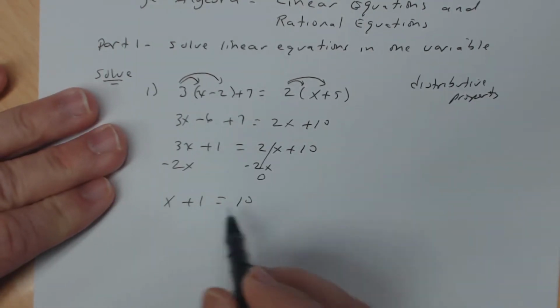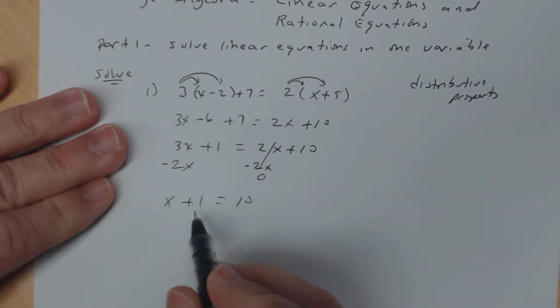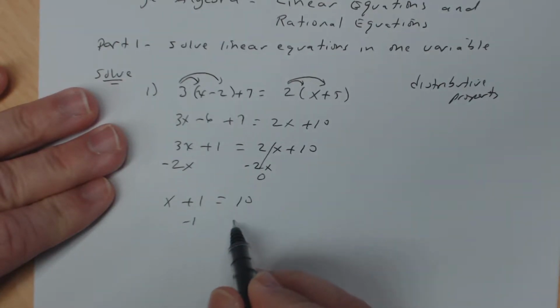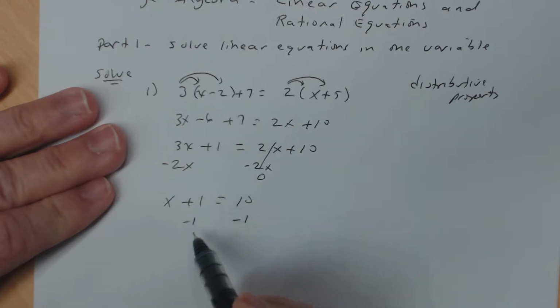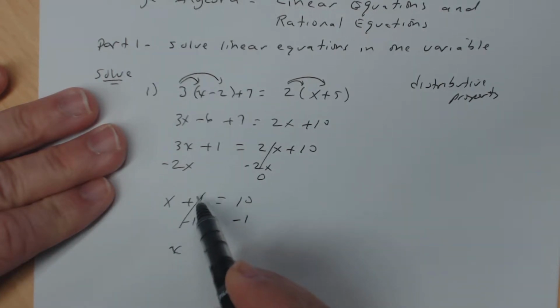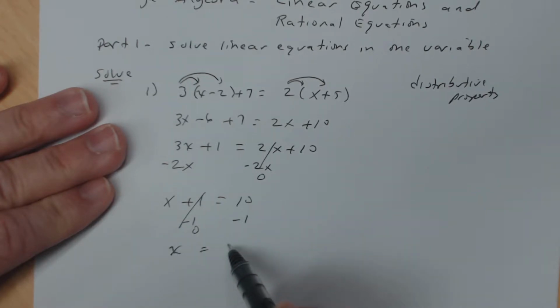And now you bring all the constants to one side. So right now I'm adding 1. The opposite is to subtract 1. So when I subtract 1 and then combine like terms, I get x, that's 0 right here, positive 1, negative 1 is 0, x plus 0 is still x, equal 9.